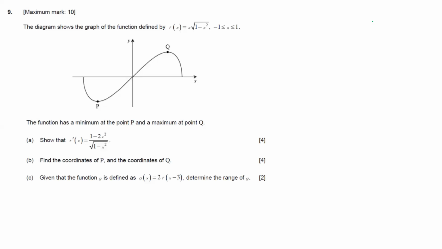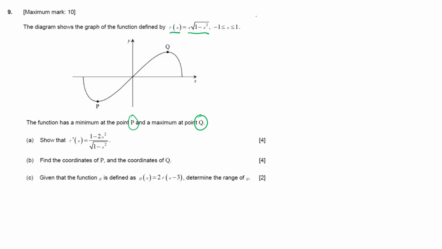Next one: the diagram shows the graph of the function defined by f(x) equals x times the square root of 1 minus x squared, where x is between negative 1 and 1. The graph is given, and the function has a minimum at point P and a maximum at point Q. First question: show that f prime of x equals that. So we want to find the first derivative.